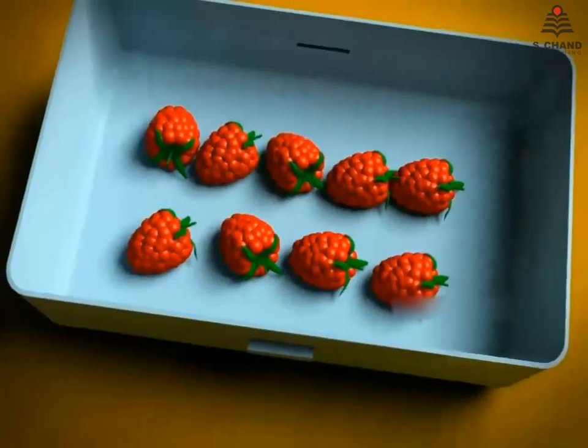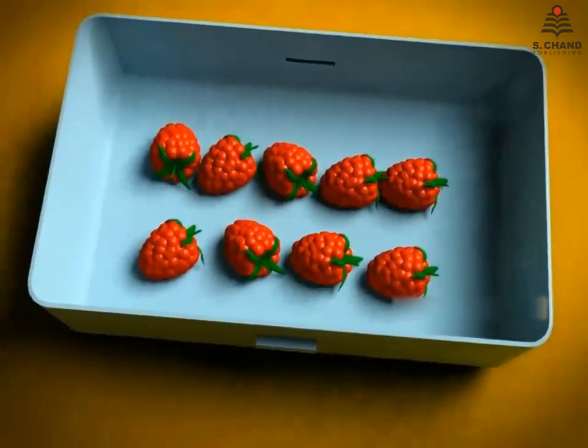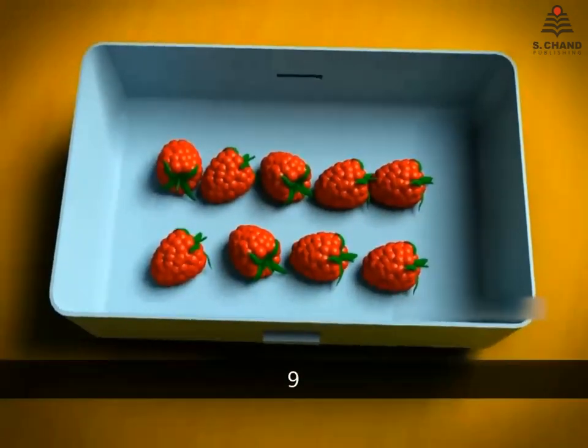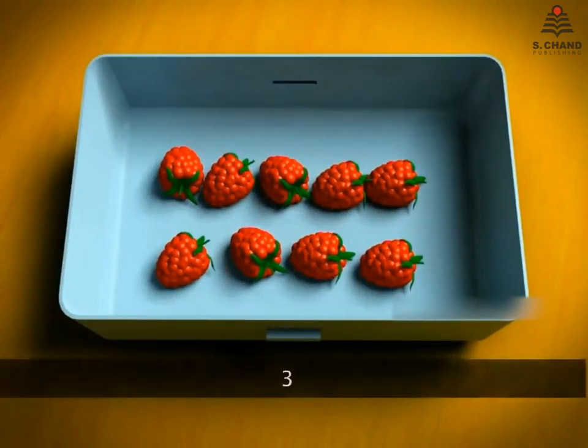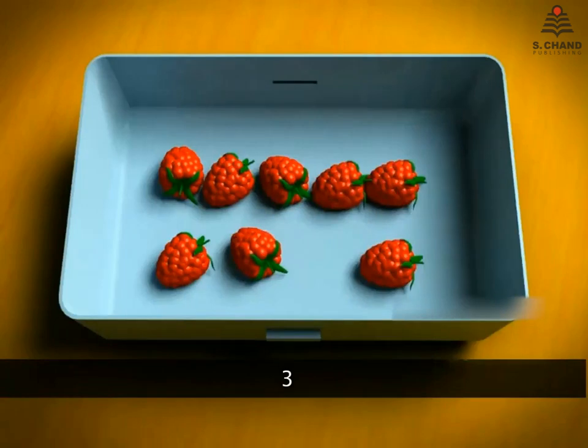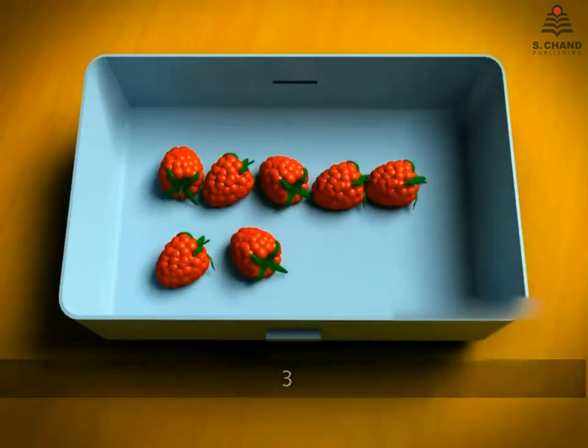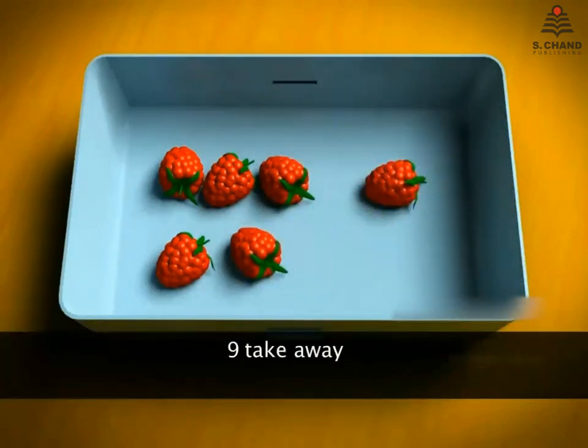Sonia wants to share strawberries with Stella. There are 9 strawberries in all. Stella takes 3 from the 9 strawberries. 9 take away 3 is written as 9 minus 3.